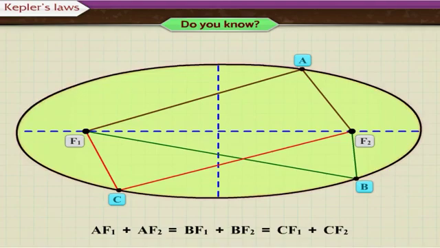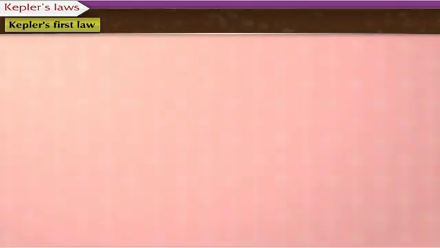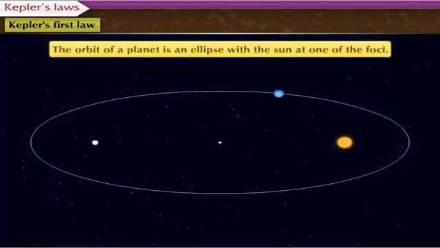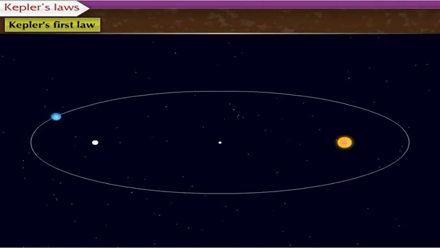After learning what is an ellipse, let us now study Kepler's first law. Kepler's first law. The orbit of a planet is an ellipse with the Sun at one of the foci. The elliptical orbit of a planet revolving around the Sun is shown here. The position of the Sun is indicated by the letter S.